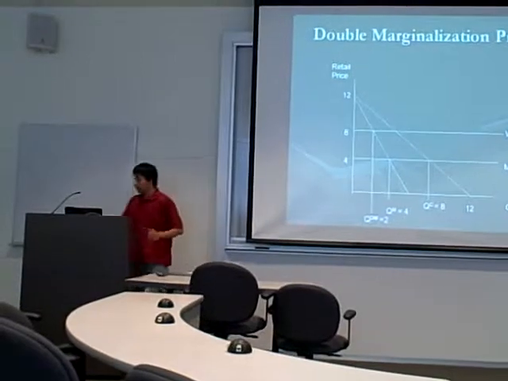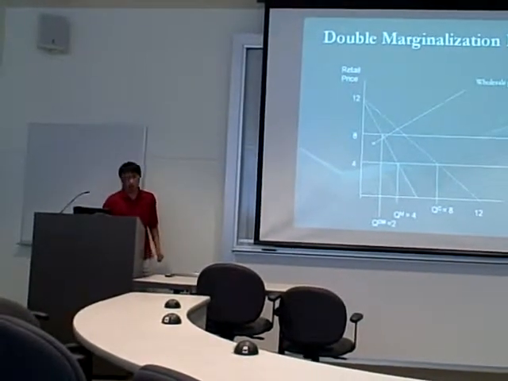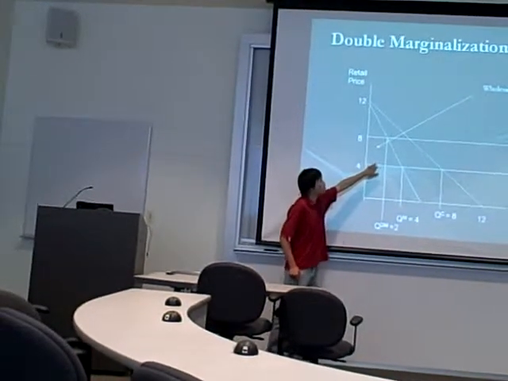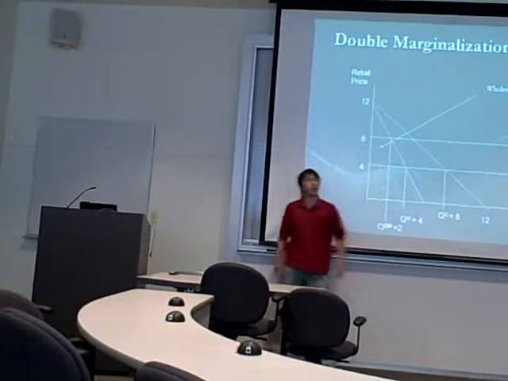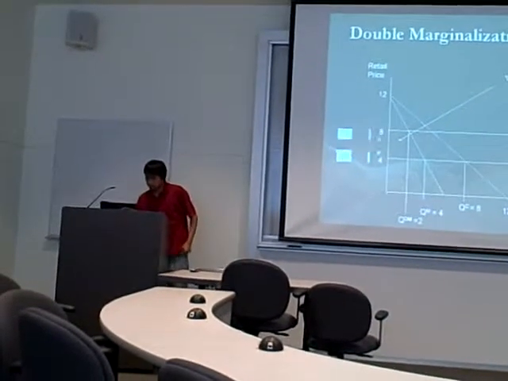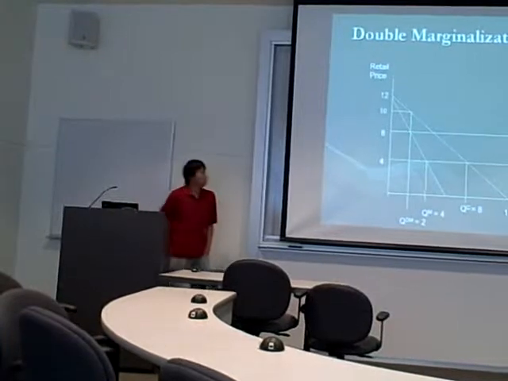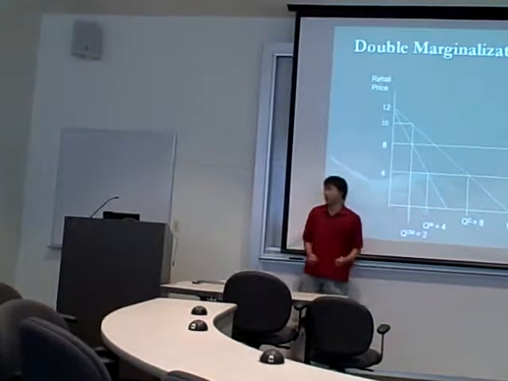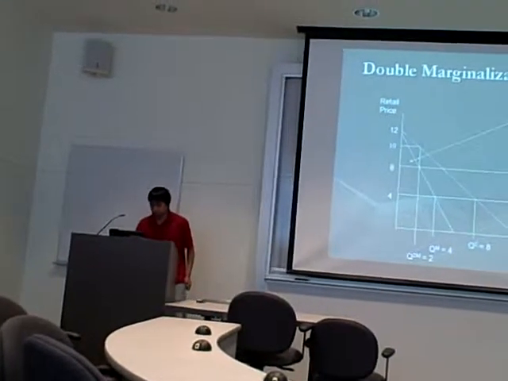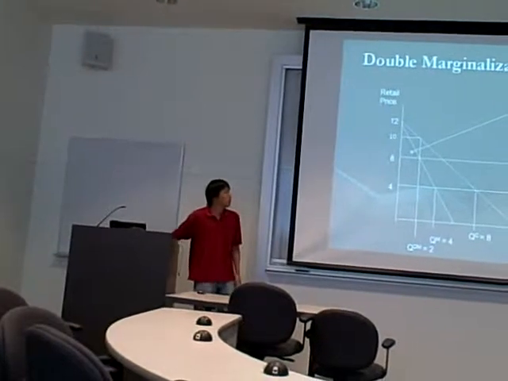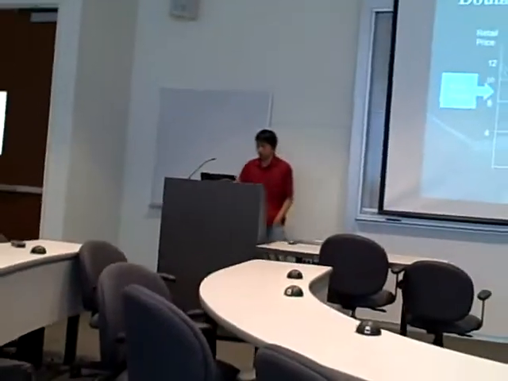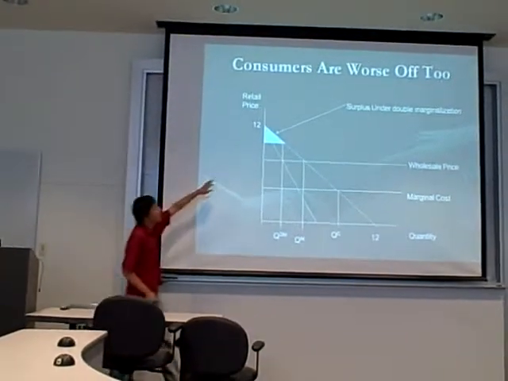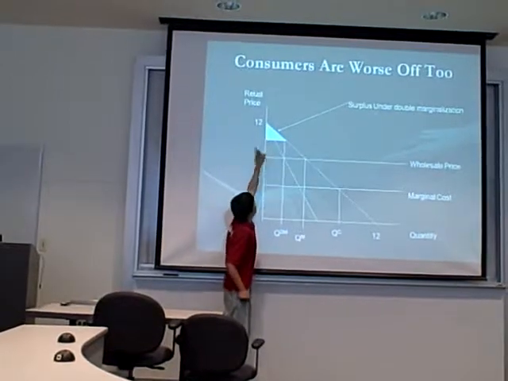Then we will see how the inefficiency occurred here. This is the manufacturer profit lying in this rectangle. And given what happened before, the retailer will set price at 10, and this is the retail profit. And this is the consumer surplus under double marginalization. See this small triangle.